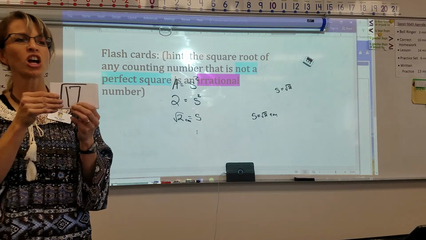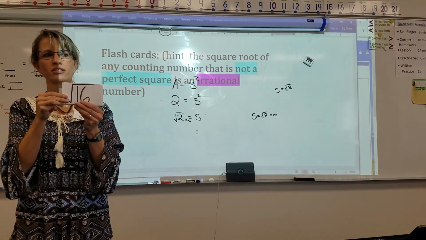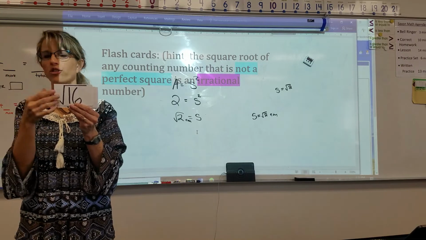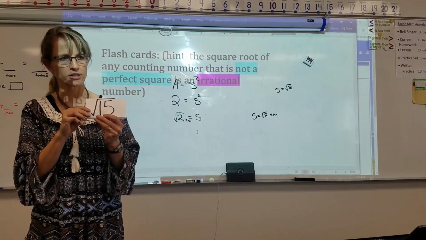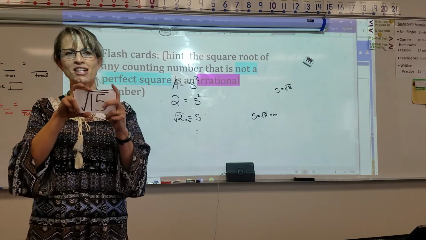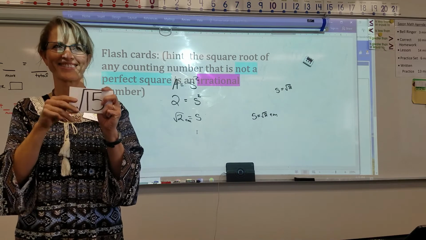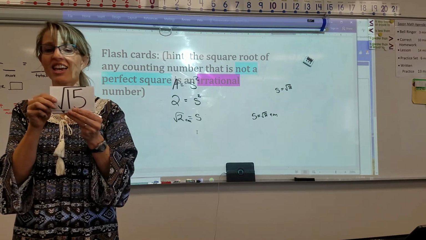Amanda, what do you got? 4.123105622. Non-repeating, non-terminating. So yes, this is irrational. Next, is this irrational? No. No, because it equals 4. That terminated. Is this irrational? Yes, it is. Type it in to make sure. Is it non-repeating, non-terminating? Yeah. Non-repeating, non-terminating. So yes, this is irrational.